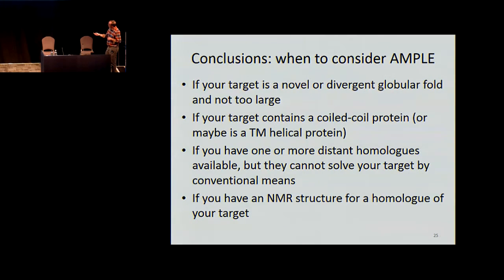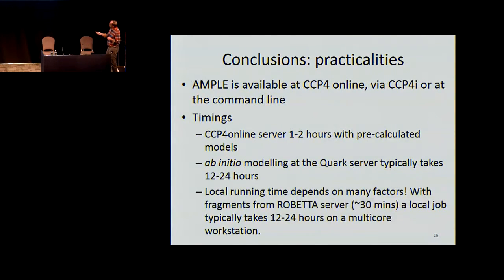If your target's a coiled coil or transmembrane helical protein, then definitely give it a go. If you have one or more distant homologs that don't work easily, then there are approaches in Ample. And likewise, if you're working with an NMR structure ensemble, it's definitely worth trying. I've shown you, as we're going along, the command line, and CCP4i. At the moment, CCP4 Online, the server that Ronan mentioned, only runs a relatively restricted set of Ample functionality, so you basically provide it with a file containing models that allows you to work with those Quark ab initio predictions or your own set of models. We're hoping to improve the functionality on the server quite soon.